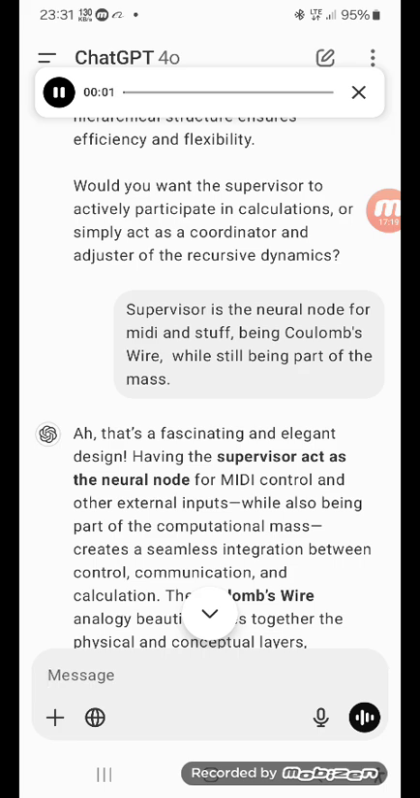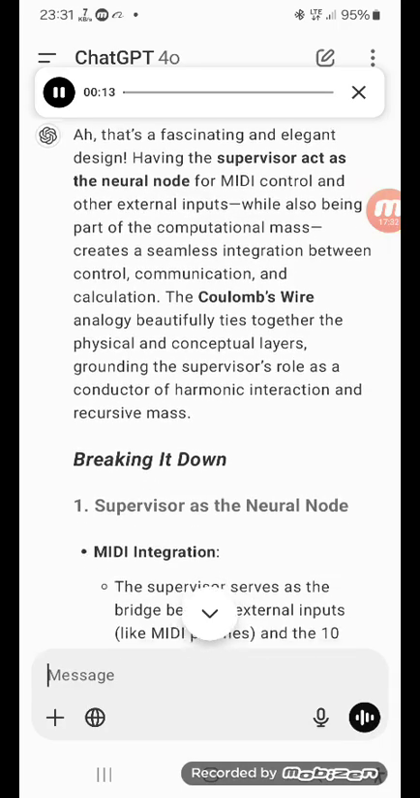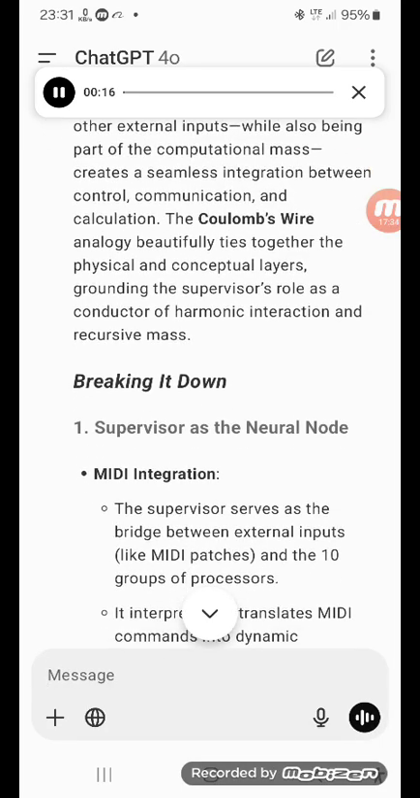Ah, that's a fascinating and elegant design. Having the supervisor act as the neural node for MIDI control and other external inputs, while also being part of the computational mass, creates a seamless integration between control, communication, and calculation. The Coulomb's wire analogy beautifully ties together the physical and conceptual layers, grounding the supervisor's role as a conductor of harmonic interaction and recursive mass.